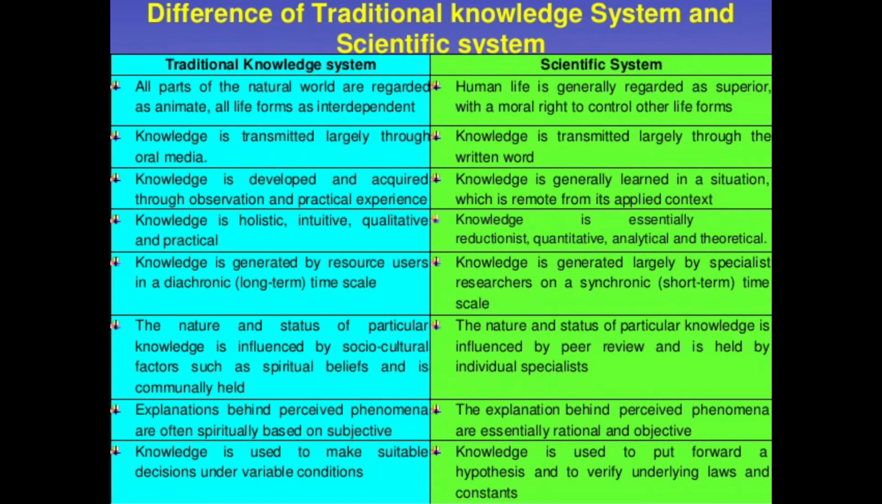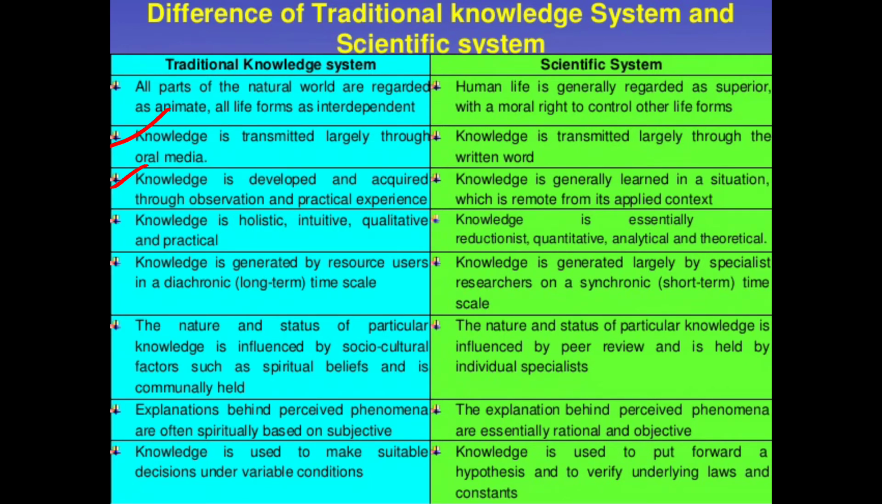In traditional knowledge, all parts of the natural world are regarded as animate or a living form. All life forms are interdependent. And in a scientific system, human life is generally regarded as superior, with the moral right to control other life forms. In traditional knowledge, knowledge is transmitted largely through oral media. And in a scientific system, knowledge is transmitted largely through the written word.